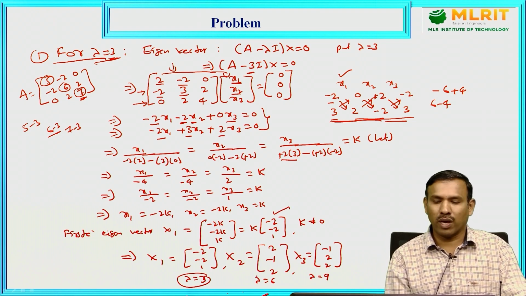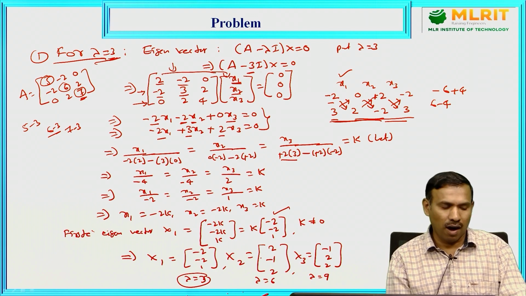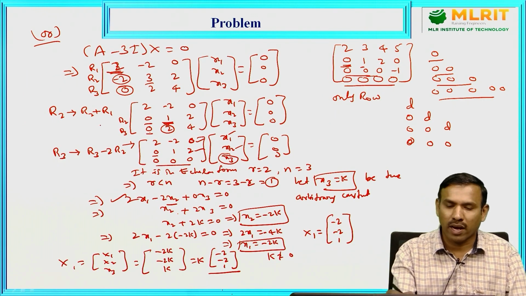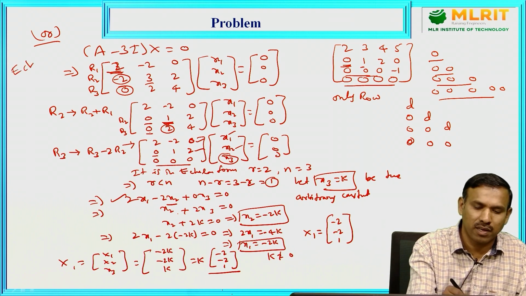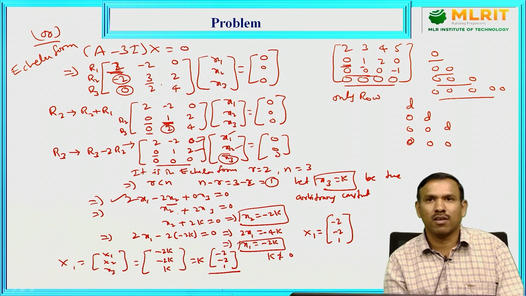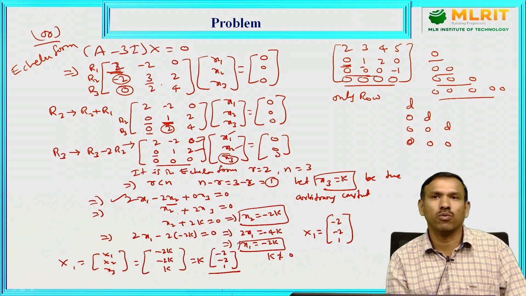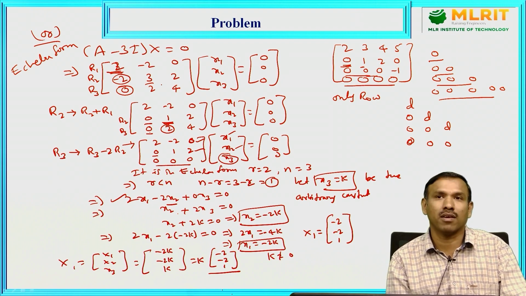So we can use this shortcut method, or the original method for the homogeneous system by changing into echelon form. This is nothing but the echelon form method. Students who are familiar with echelon form can use this one. Suppose they don't know echelon form, they can use the previous shortcut method. In this process we can find the eigenvalues and eigenvectors. Here I have given only for lambda is equal to 3. Similarly we can do it for 6 and 9.